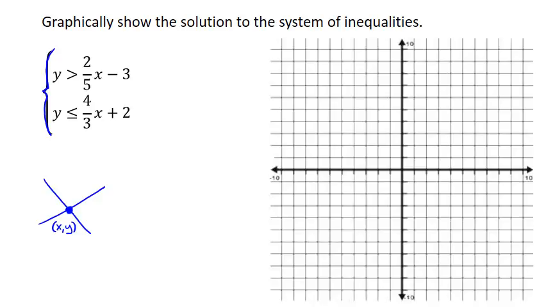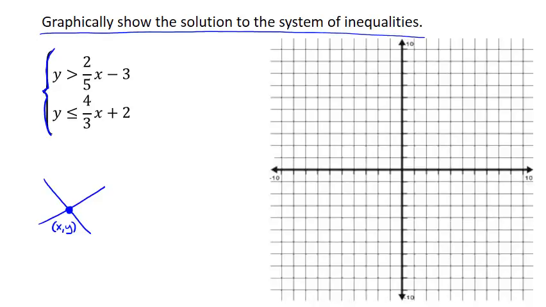Notice what the directions up here are phrased as. Graphically show the solution to the system of equations. The reason we have to graphically show the solution is because there isn't a single solution. There's an infinite number of solutions. So we want to be able to show that graphically. Here's how we do that.